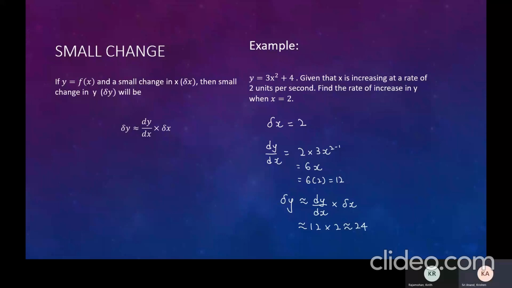After reading this question, we know that the small change of x is 2. Differentiating y gives us 6x. This is because differentiating a constant gives us 0. In this case, the constant is 4. Subbing x equals 2 into the dy over dx equation gives us dy over dx to be equal to 12. Applying the small change formula results in the small change of y to be 24.